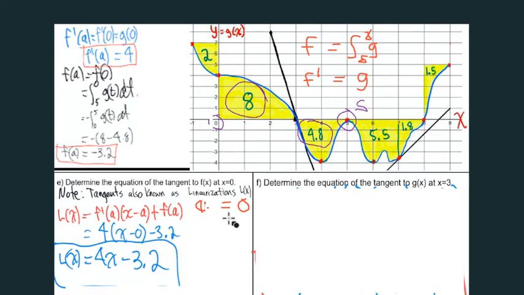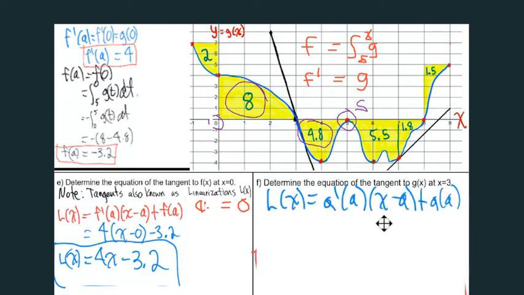Okay, folks? So again, the big idea there is you need to use these two relationships. F is the integral of g, f prime is g. Okay, now we're going to get the tangent to g of x at x equals 3. So here's another question. So first thing you ask, is this question just about g, or do I have to relate it to f? Well, no, I just have to work with g in this case. So I need to get a tangent to g at x equals 3.